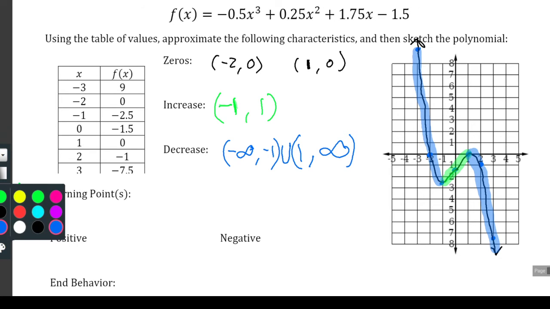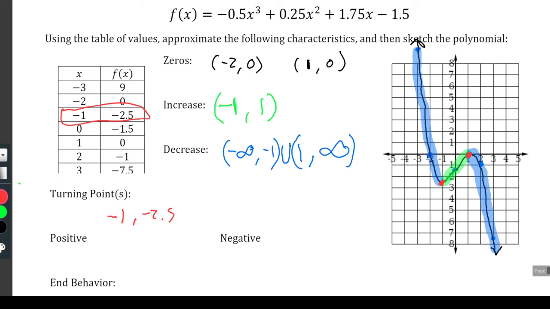So then we're going to look at our turning points. Our turning points are when we change direction, so it's going to be right in between our slope intervals. Anyone want to take a guess at one of our turning points? Yep. So it would be the -1, -2.5. You can use our chart to see that.